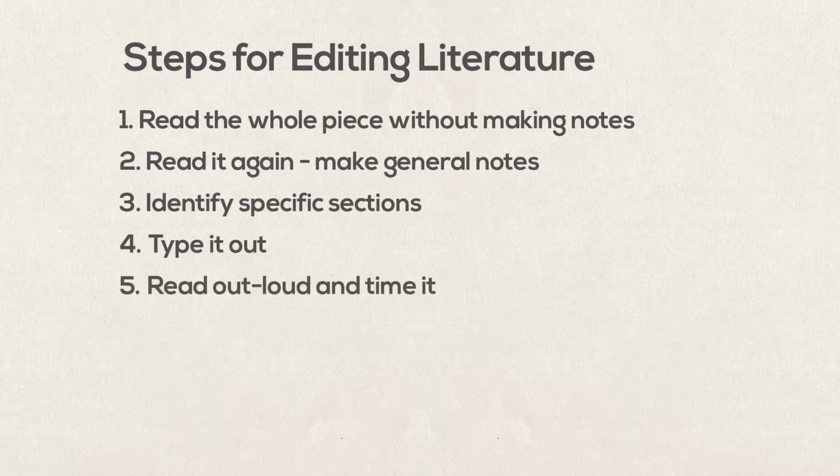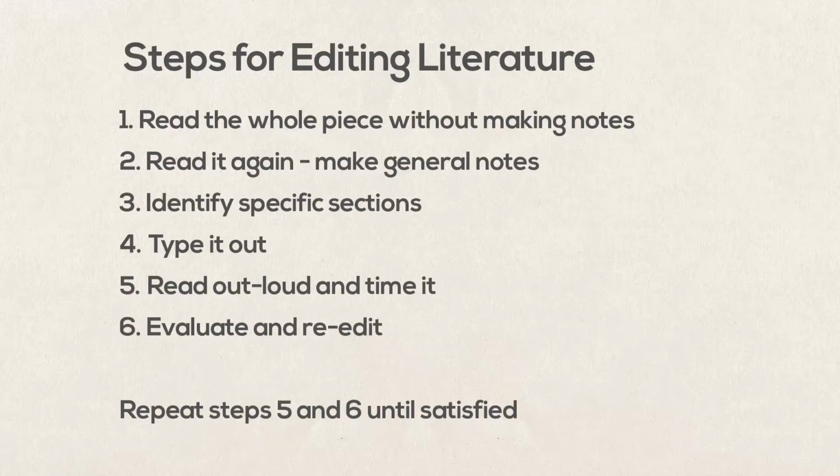Step 5. Read it out loud and time it. This will give you an idea of how much more you need to cut. Step 6 has 2 parts. Evaluate the components of the story that remain and re-edit. At this point, pay close attention to any missing aspects of the story and things that are irrelevant to the focus of the story you've chosen to tell. Then make those changes. Repeat the last 2 steps until you are satisfied. Read it out loud and time it, and re-edit.